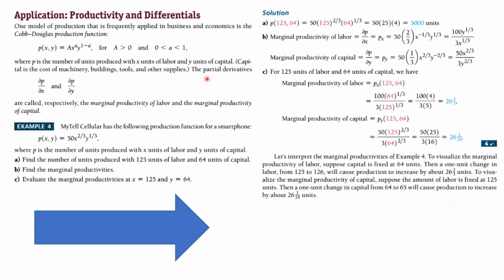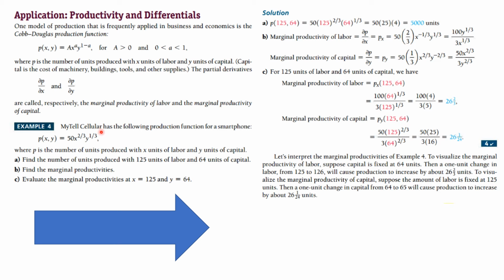So the partial derivatives then, the partial of P with respect to x and the partial of P with respect to y, are called respectively, and this shouldn't surprise you from what we've studied before, the marginal productivity of labor and the marginal productivity of capital. Again, an example is useful.